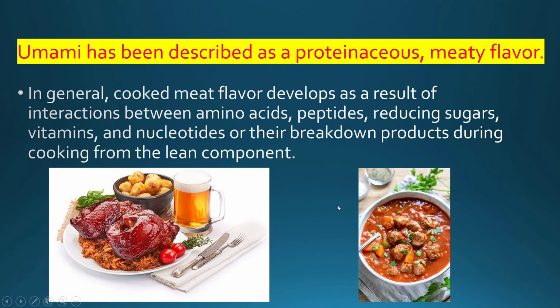In general cooking, meat flavor develops as a result of interaction between amino acid, peptide, reducing sugar, vitamin, and nucleotide or their breakdown products during cooking from the lean components.